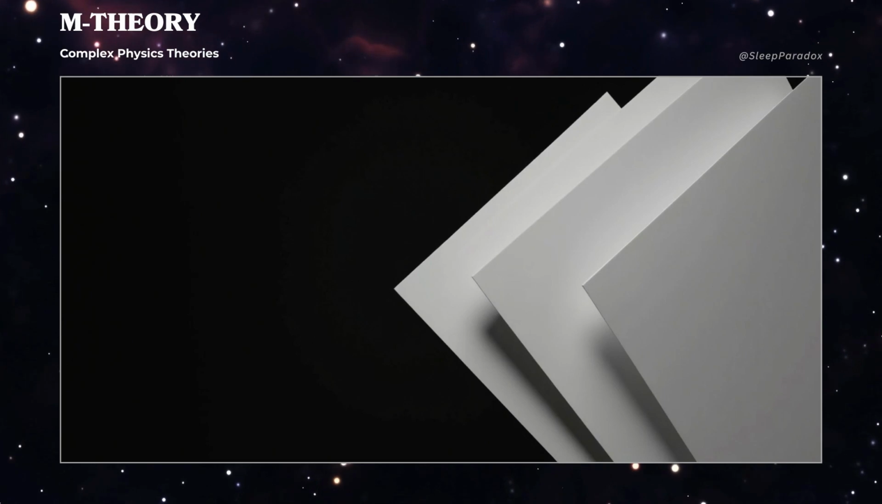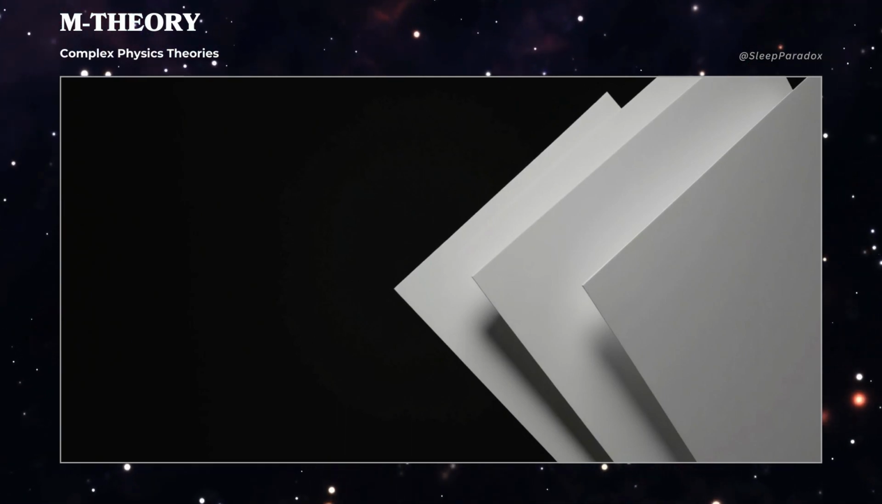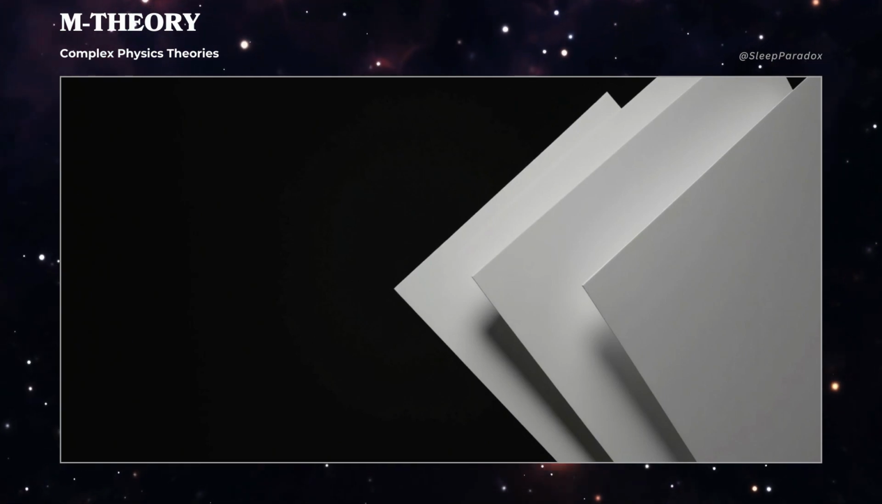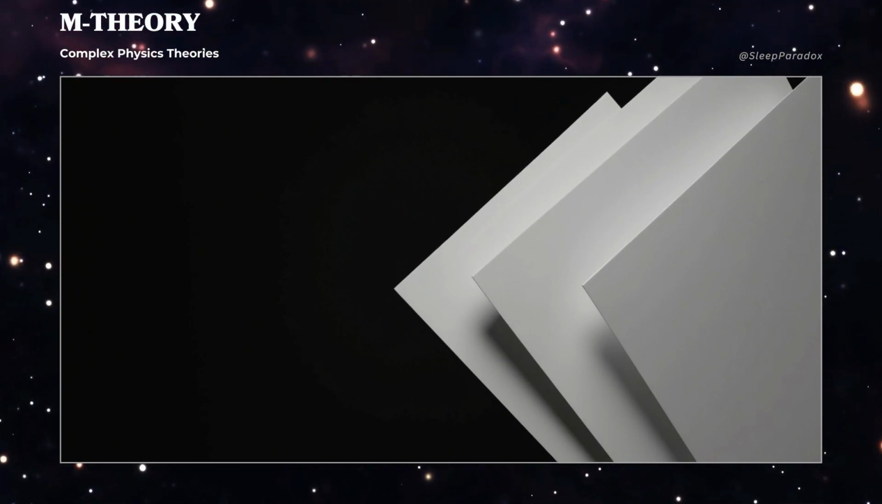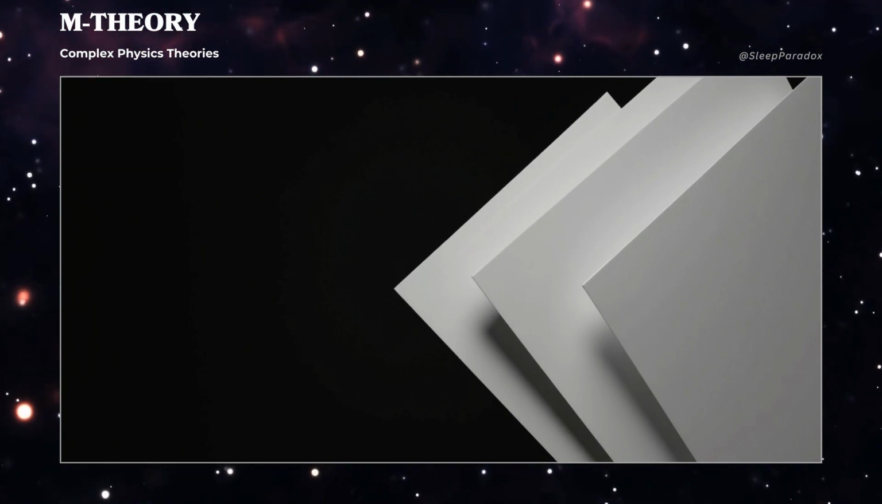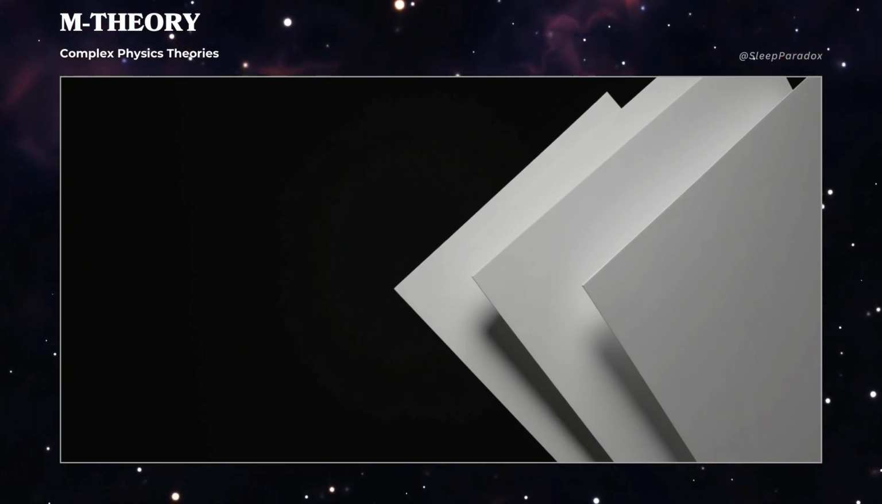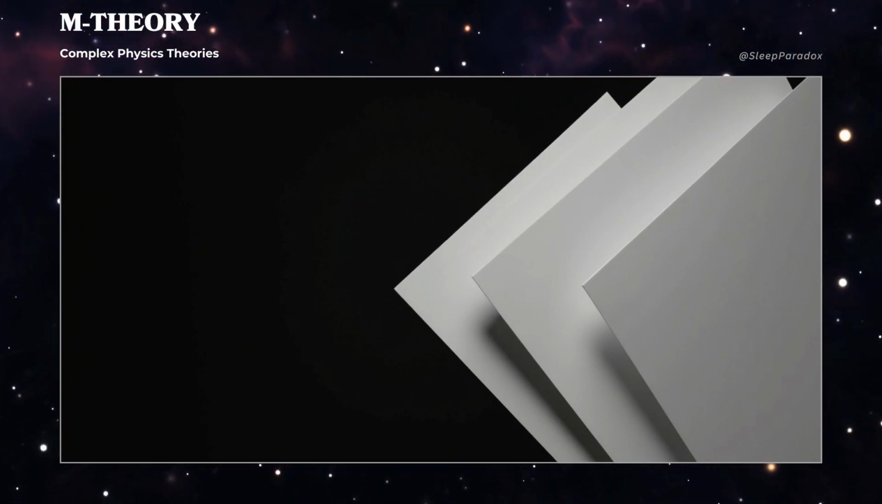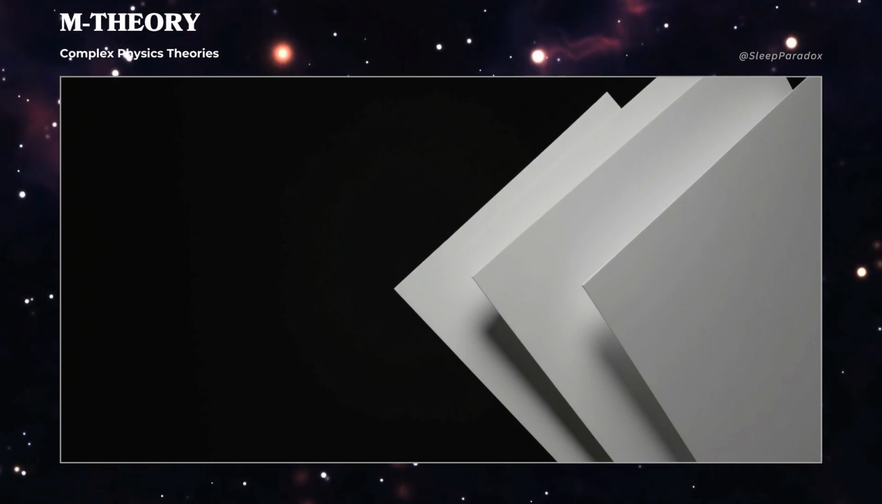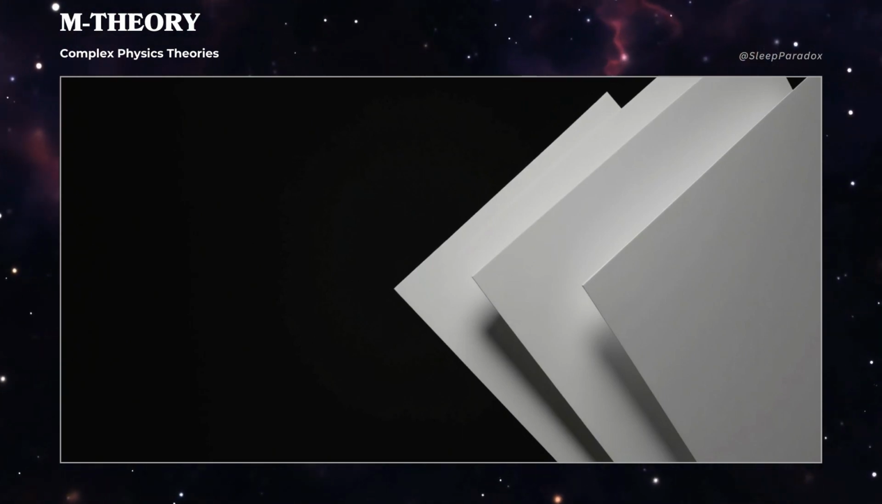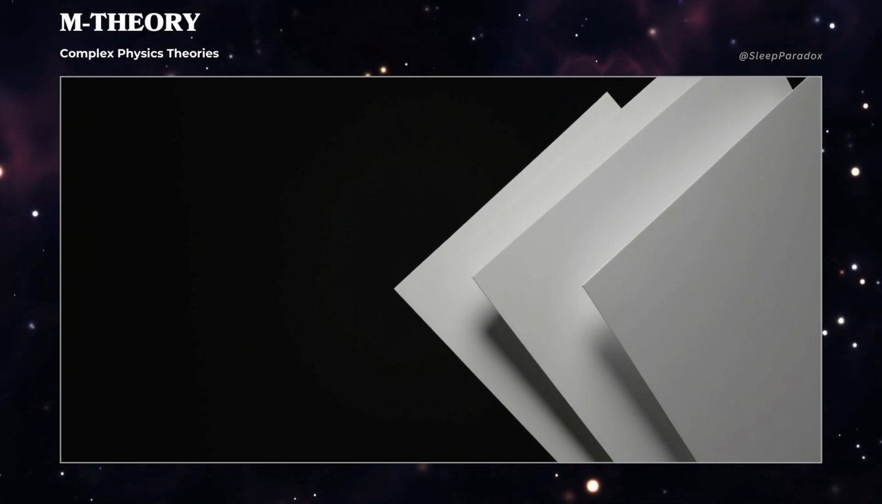This could explain why gravity is so much weaker than the other fundamental forces. M theory is still a work in progress. It is not yet fully formulated, and many of its predictions remain beyond the reach of current experiments. But it offers a powerful mathematical structure that unifies different string theories and brings together quantum mechanics and gravity in a way that no other theory has done successfully.